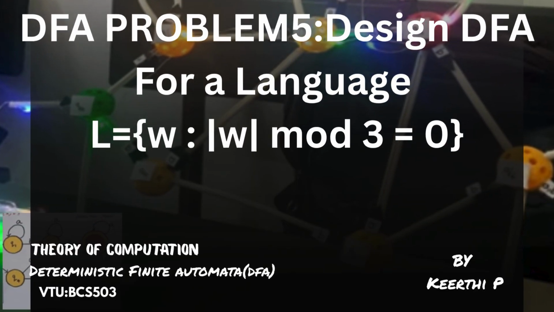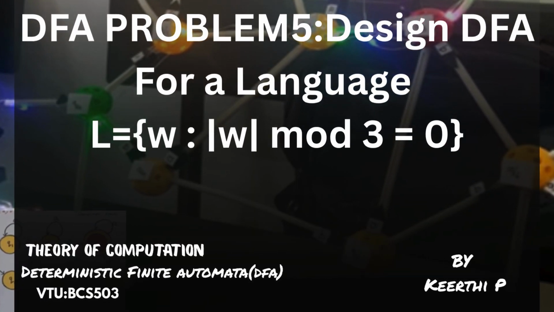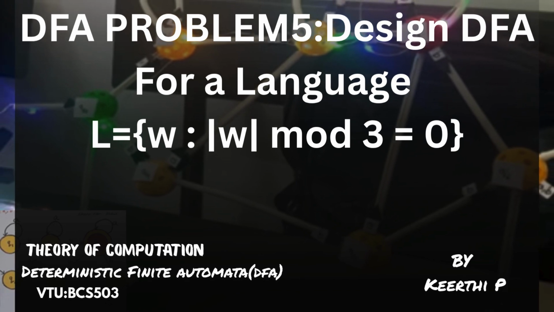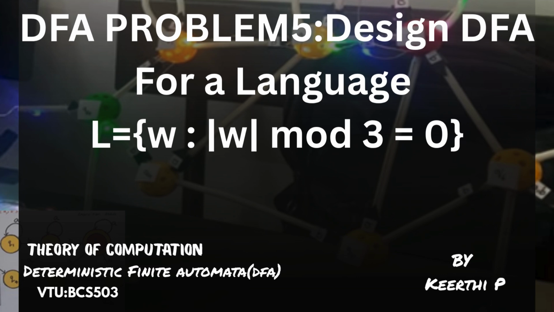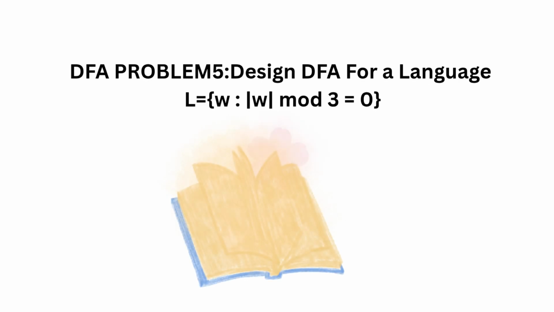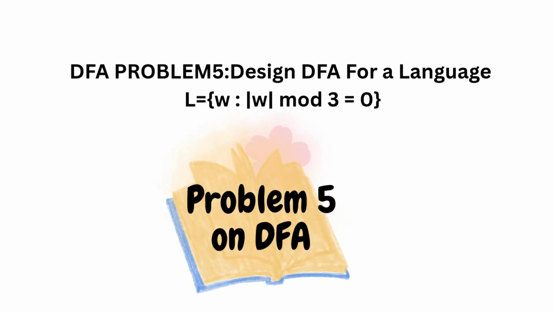Hello everyone. Today we are going to discuss our fifth problem, designing the DFA for a language capital L equals to W such that modulus W mod 3 equals to 0. So let's start the fifth problem.